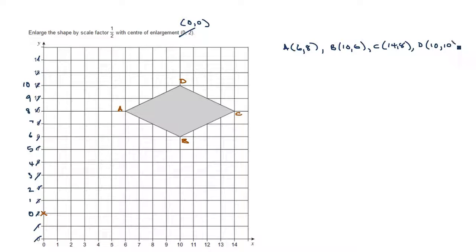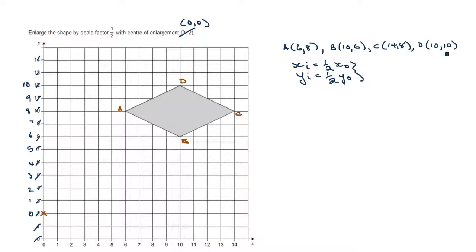So with an enlargement, we multiply by the scale factor. The x-coordinate of the image is the scale factor, which in this case is a half, times the x-coordinate of the object. Similarly, the y-coordinate of the image is also the scale factor, half, times the y-coordinate of the object. So that's the little formula that we use, and so now we can go ahead and derive A prime, B prime, C prime and D prime, let's call them.